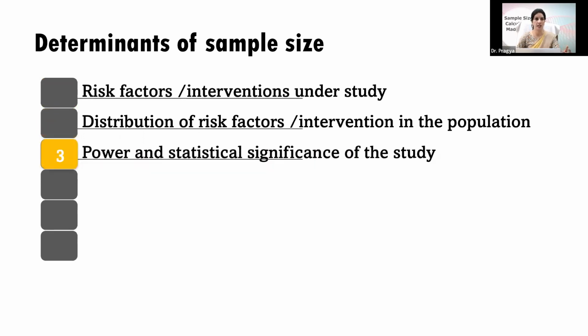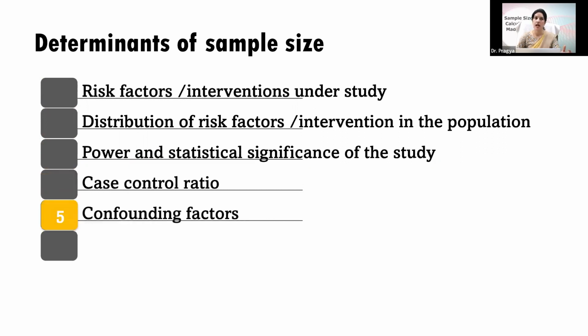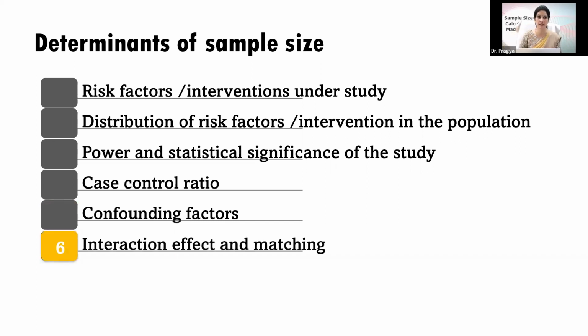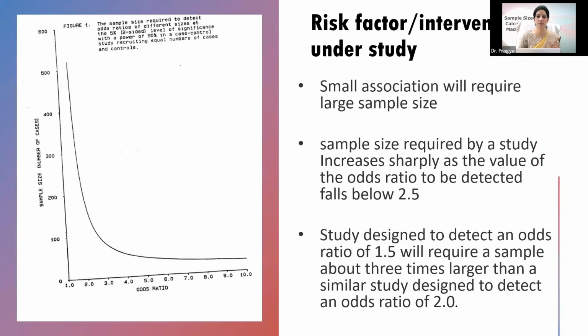What is the power and statistical significance of the study? What should be the case and control ratio? And how do we take the effect of the confounding factor into the sample size? I'm not discussing in general what a confounding factor is. How do you adjust for confounding factor in the calculation of sample size? And how do you control for matching? So I will discuss the first, that is the risk factor or the intervention under study.